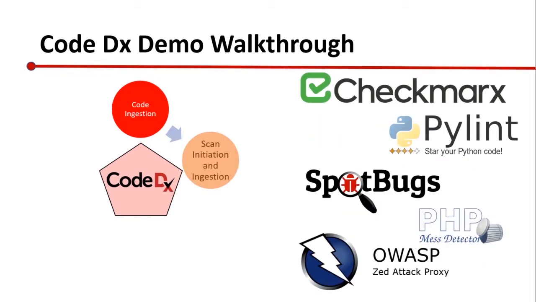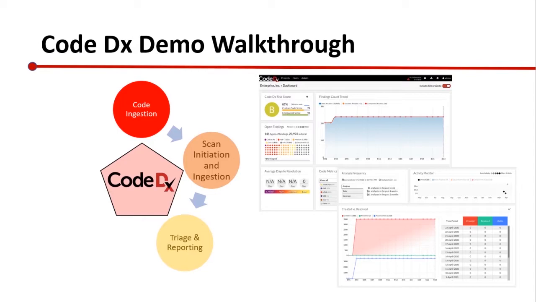The second step in the process will be to initiate a scan and have CodeDX ingest the results. Now, CodeDX currently supports about 70 plus different scanners, and it actually comes pre-bundled with some open source scanners that are available on the market. But if you have a commercial scanner you're using today, CodeDX also has the ability to orchestrate those scanners with our platform.